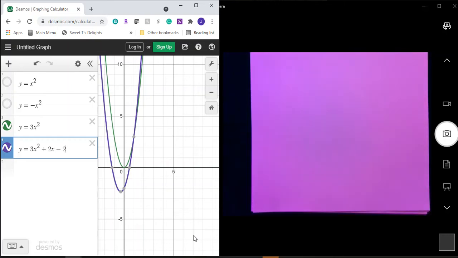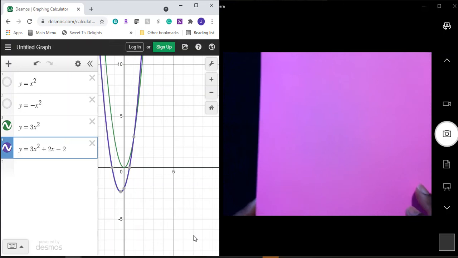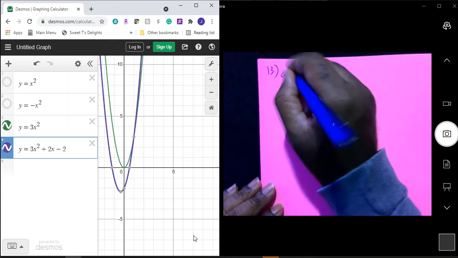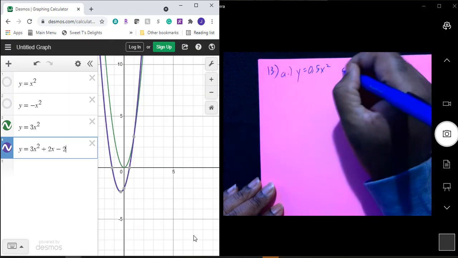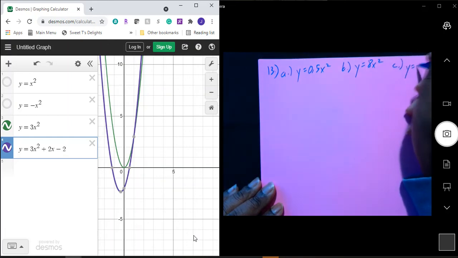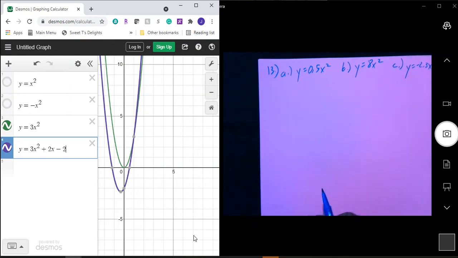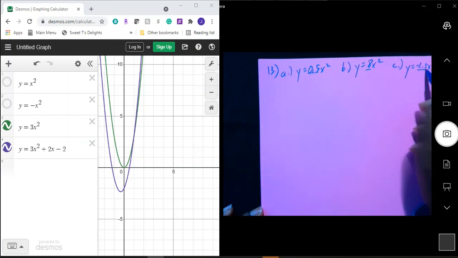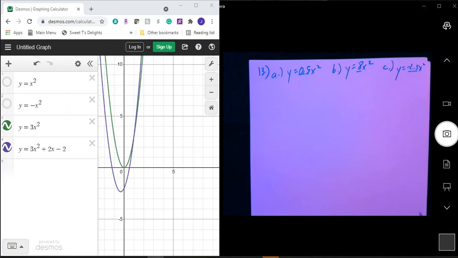Now we come to our final problem for this section, which would be problem 13. It says put the following in order from narrowest to widest. So we had A, which is y is equal to 0.5x squared. We have B, y is equal to 8x squared. And we have C, y is equal to negative 2.3x squared. Now, this is what we would do. We look at the value of our A values. Our A value is what determines which one is the widest and which one is the narrowest.